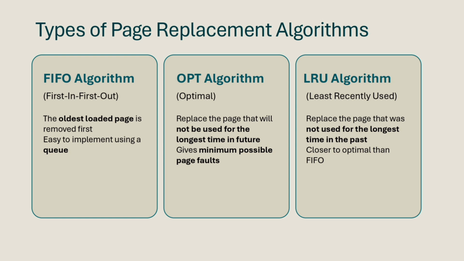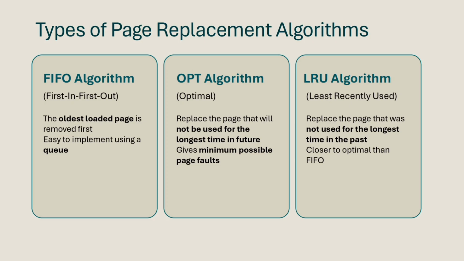The first one is the FIFO algorithm, or first in first out. In this algorithm, the oldest loaded page is removed first, and one advantage of this algorithm is it is easy to implement using a queue. The second algorithm is the optimal algorithm. In this algorithm, the page that will not be used for the longest time in future is replaced. One advantage of this algorithm is that it gives the minimum possible page faults. The next is the LRU algorithm, which stands for least recently used. In this, the page that was not used for the longest time in the past is replaced.